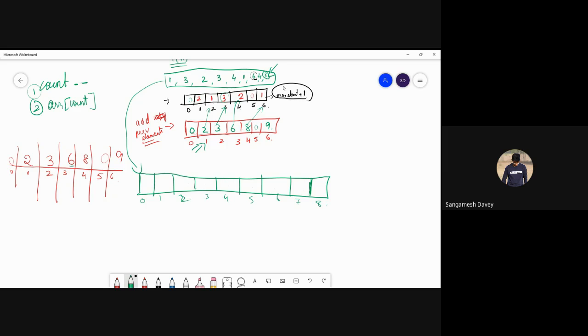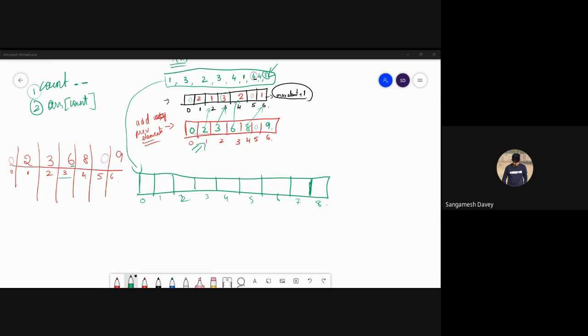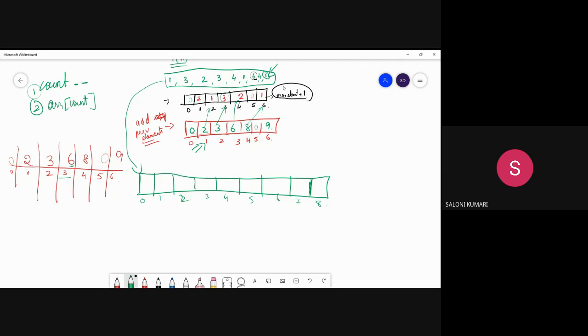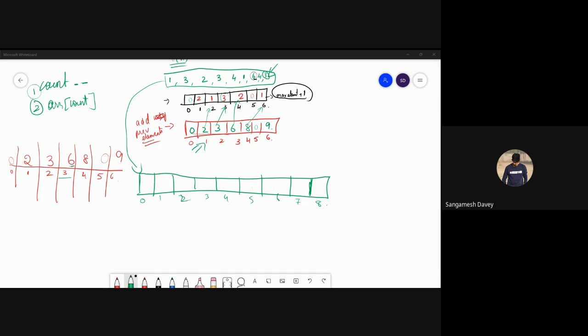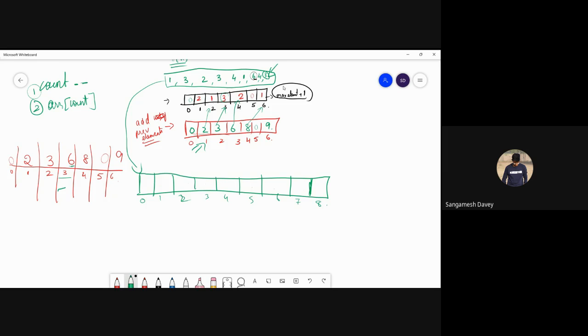So the count is 6, right? First do count minus minus. What is count minus minus? 6 minus minus. 5. Okay, sorry. Yeah, 6 minus minus is 5. So place 3 in the fifth index. Okay. Cool. Place 3 in the fifth index.